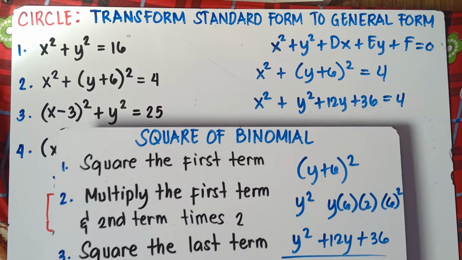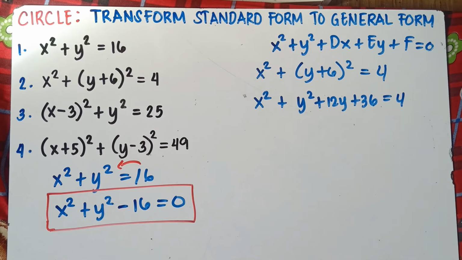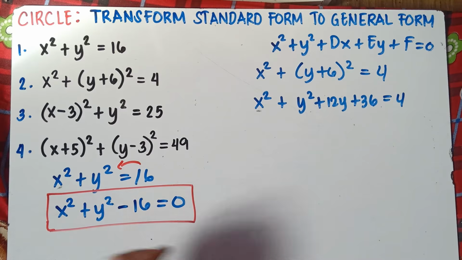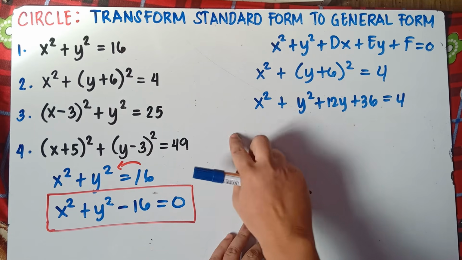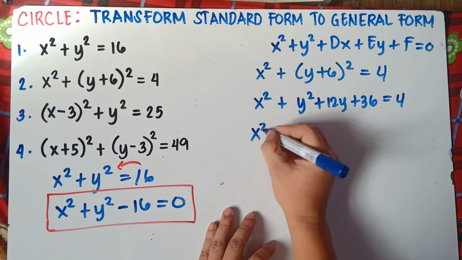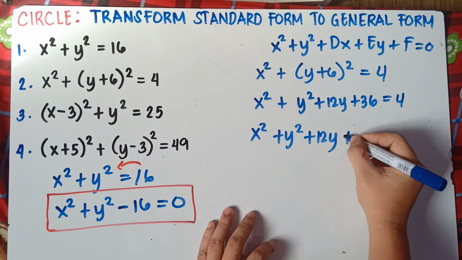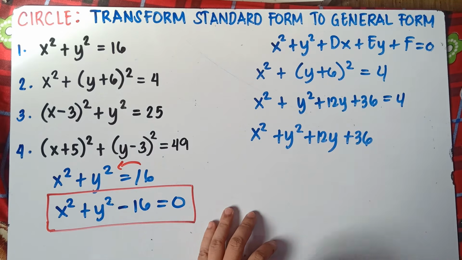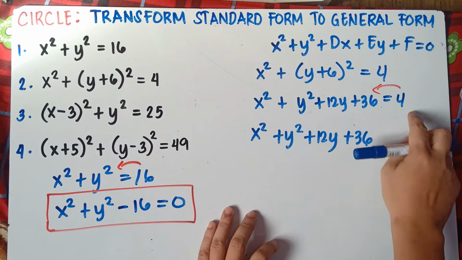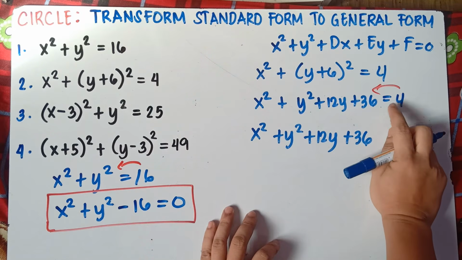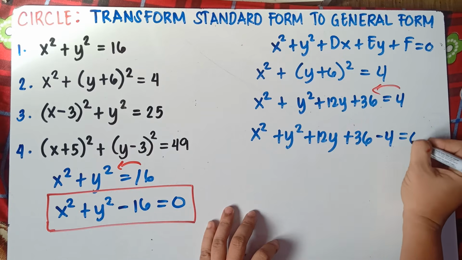Alright, so let's check if we have the same answer. Yep, y squared plus 12y plus 36. So next thing, class, is we need to transpose this 4 from right to left. So copy x squared plus y squared plus 12y plus 36. So transpose 4 from right to left. So transfer 4 from right to left. This is positive. Once you transfer from this equal sign, you change the sign. It will be negative 4 equals 0.